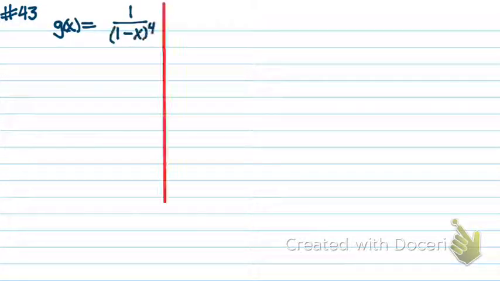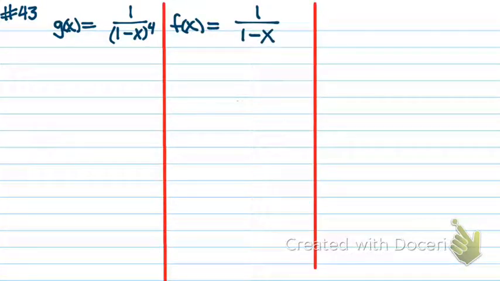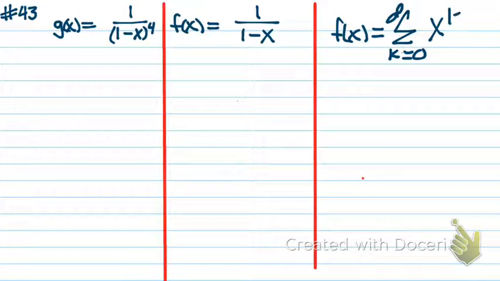You can integrate and differentiate power series? What if we wanted to make a power series for 1 over (1 minus x) to the fourth using 1 over (1 minus x)? What's next? Well, we want a power series, so the power series for f of x is the sum from k equals 0 to infinity of x to the k. Where does that come from? The geometric series. Yeah, it's a known power series.